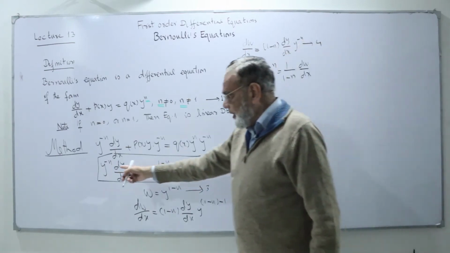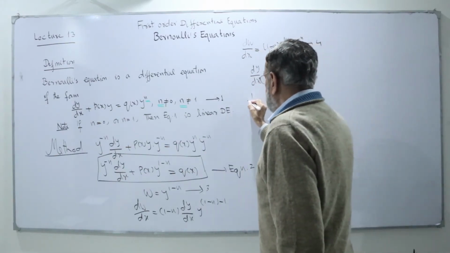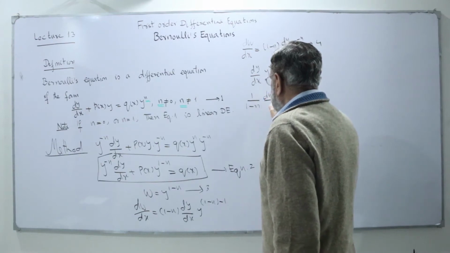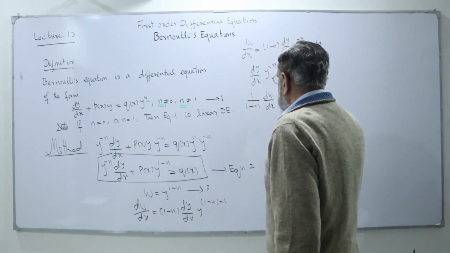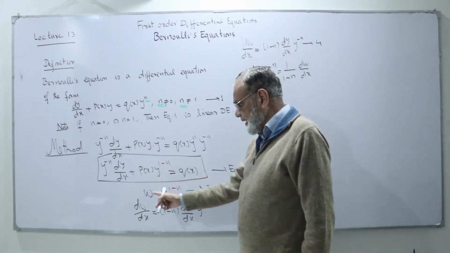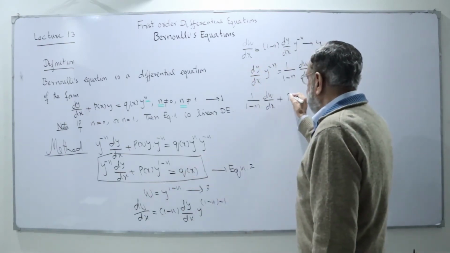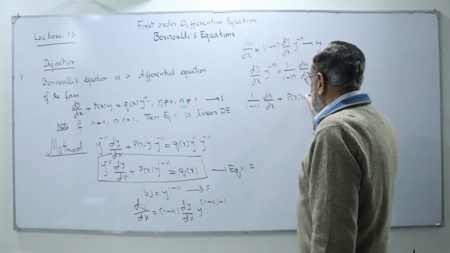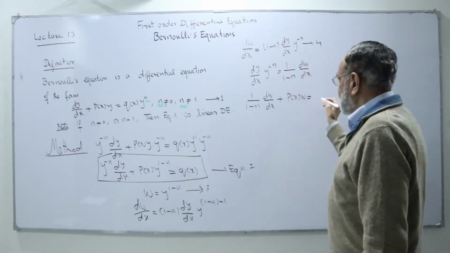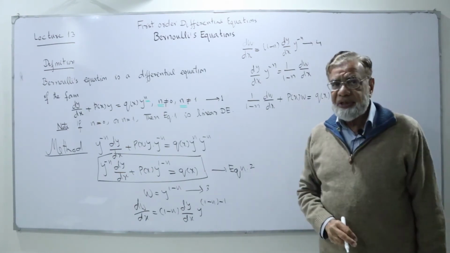I replace y to power minus n dy by dx by this value. This is 1 upon 1 minus n dw by dx, plus p(x) times y to power 1 minus n, and y to power 1 minus n is equal to w. So I change this by w, and I get p(x) into w. On the right hand side I already have only q(x). Now I am very near to the form of the first order linear differential equation.